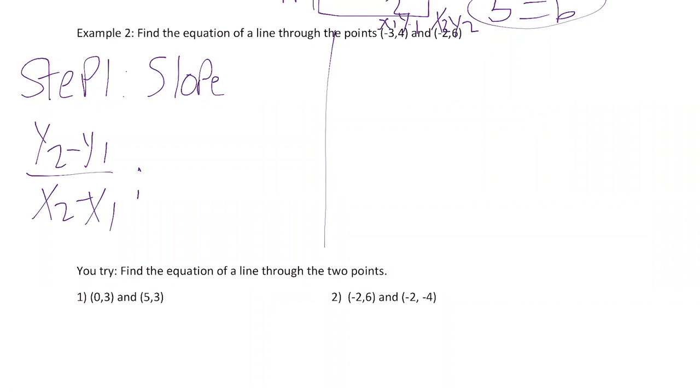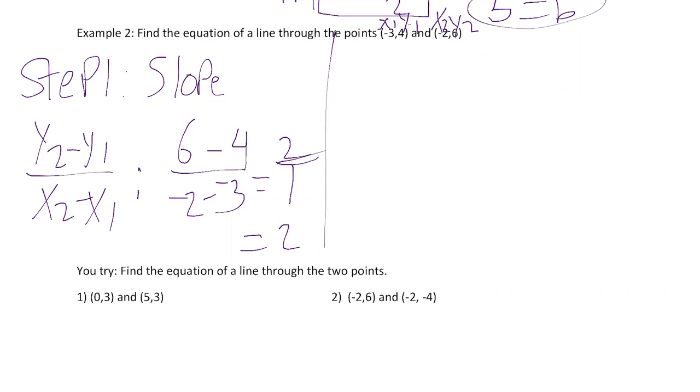It would be a positive 6 minus 4 over our x's, which would be negative 2 minus negative 3. If you work out the top, 6 minus 4 would be 2. If you work out the bottom, negative 2 minus negative 3 would really be negative 2 plus 3. That would be a 1. So 2 over 1 is just 2.